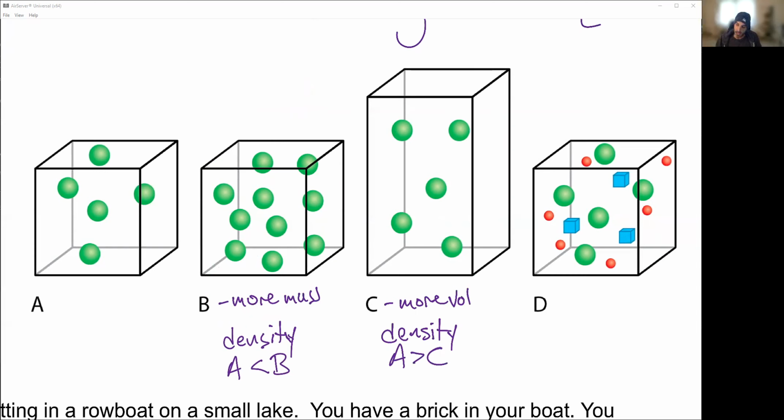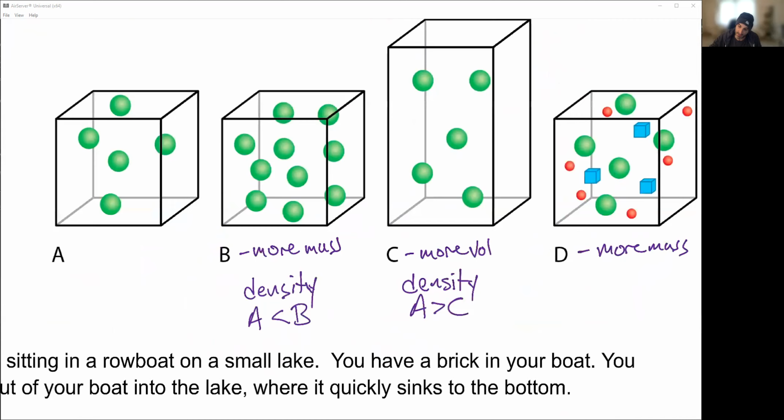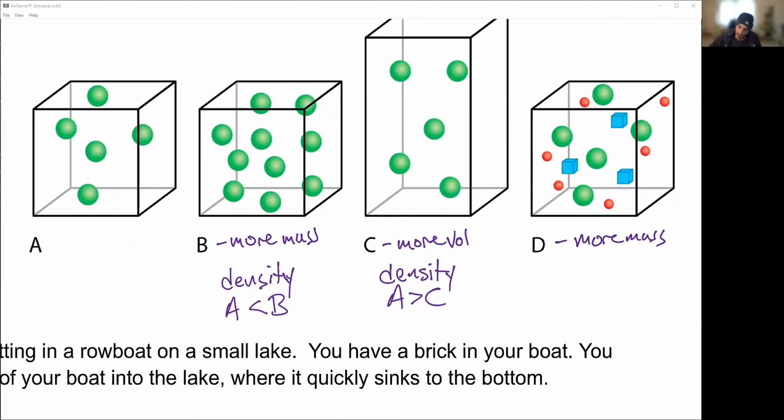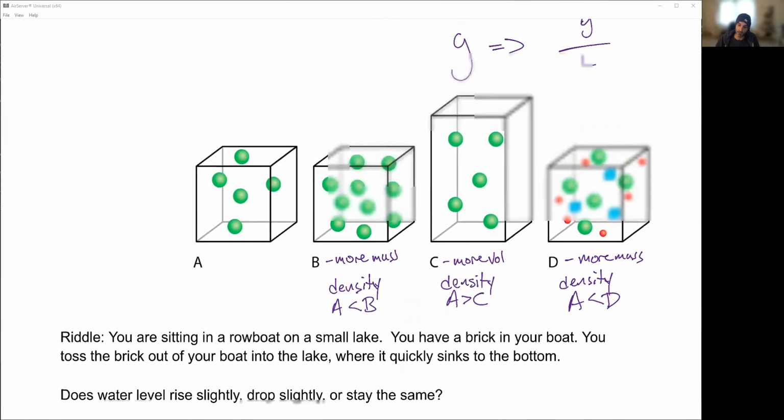Although they're not the same objects, it is still more mass. Doesn't really matter what I have in there as long as I have more stuff. It's not empty space. I've added these red little things along with these cubes. Ultimately, more mass in that same unit volume means that the density of A is actually less than the density of D. So again, that's how density works.